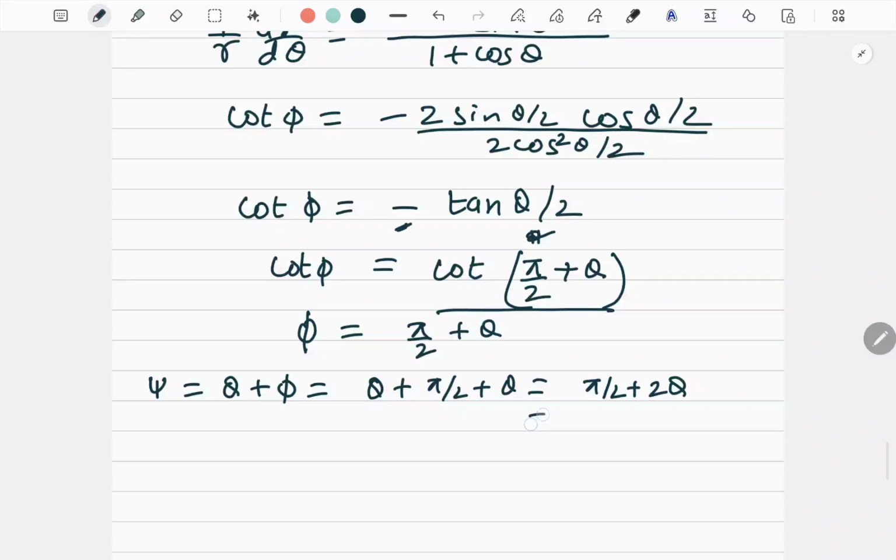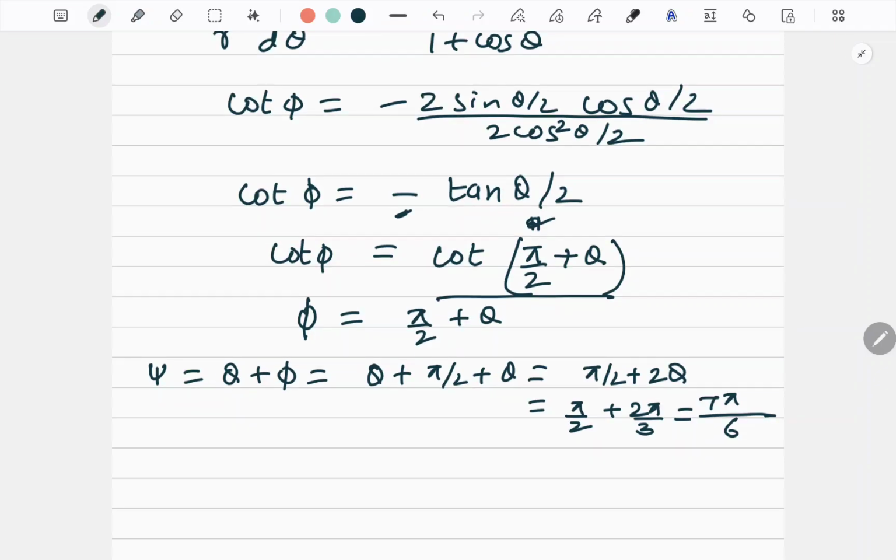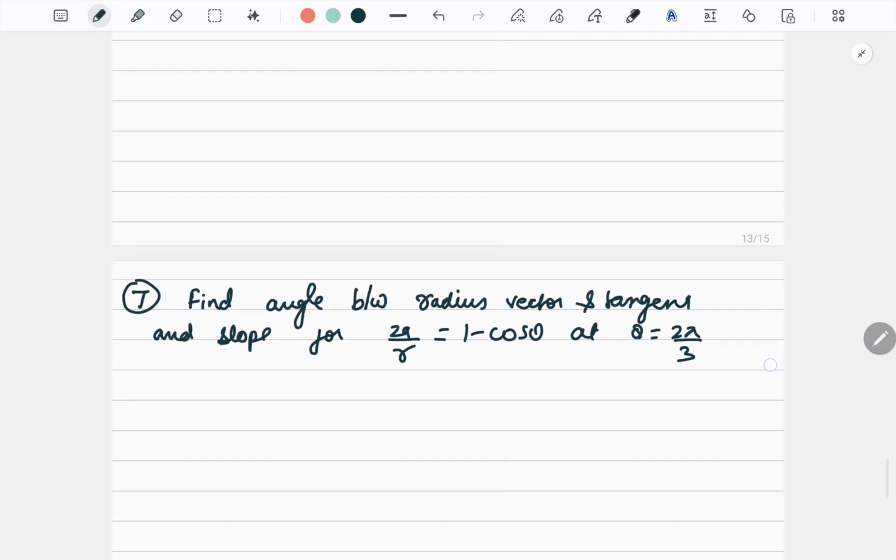So let me put, this is pi by 2 plus 2 pi by 3. So LCM is 6. Okay, 3, 4, 5. So this is 4 and 3. 4, 5, 6, 7 pi by 6. Correct? So I got 7 pi by 6. So what will be the slope? Slope will be tan of 7 pi by 6, and using your calculator you can get the answer. Okay. So let's move to the next question.